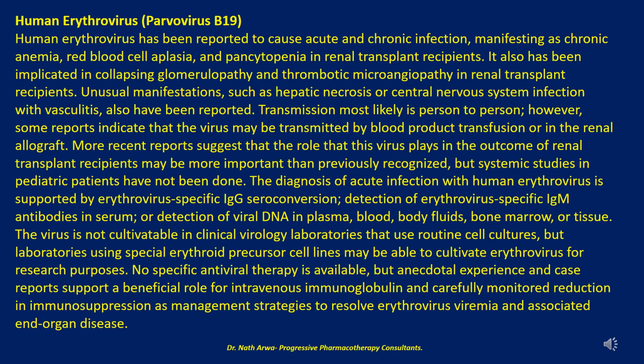The diagnosis of acute infection with human erythrovirus is supported by erythrovirus-specific IgG seroconversion, detection of erythrovirus-specific IgM antibodies in serum, or detection of viral DNA in plasma, blood, body fluids, bone marrow, or tissue. The virus is not cultivatable in clinical virology laboratories that use routine cell cultures, but laboratories using special erythroid precursor cell lines may be able to cultivate erythrovirus for research purposes.